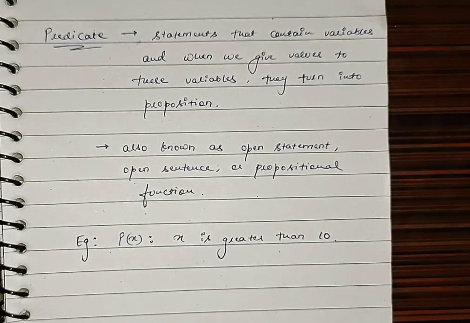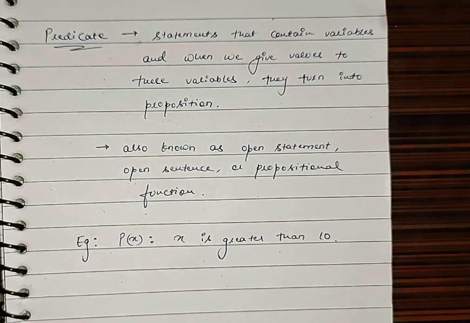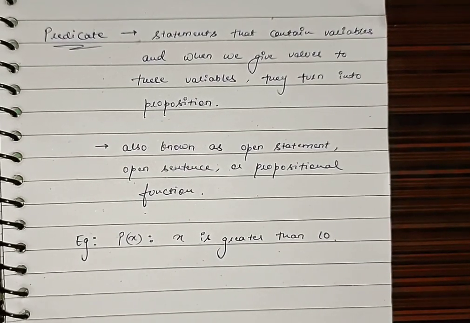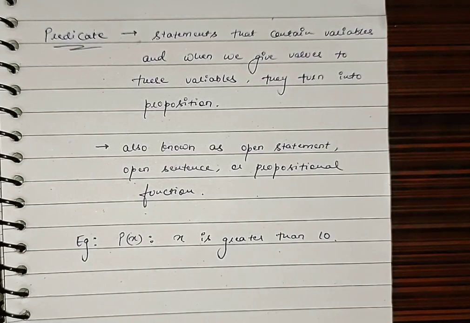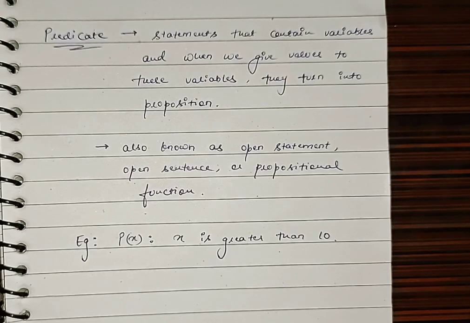But if x was actually 15, then this statement would have become 15 is greater than 10, which is again a true statement. So it would become a proposition again. So like this, predicates can become propositions when we assign a value to the free variable that they are holding. Now if we go forward, there are many concepts like quantifiers and logical connectives, which I would be covering in my next video. Now thank you for watching.